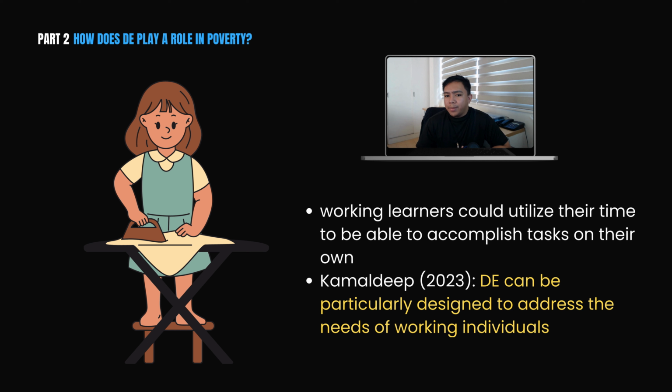We have explored in Module 1 that DE could purely be asynchronous, and learners could utilize their time to be able to accomplish tasks on their own. This might not be applicable to all working individuals, but DE could be a choice or an opportunity for them to jump into accessing learning or education, as long as the characteristics of learners are well established by the individual, which we learned a lot about in the different subsystems of education of DE.